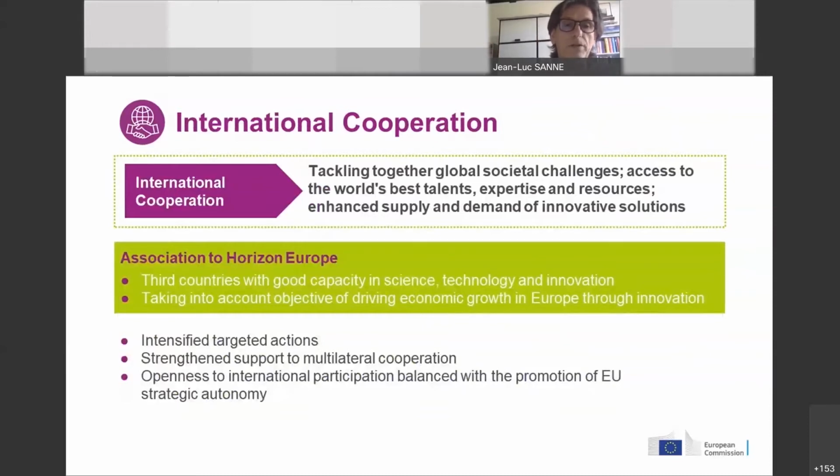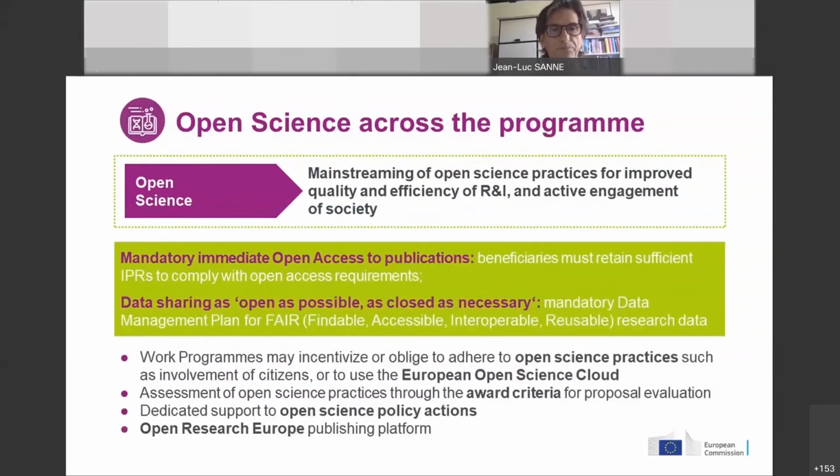International cooperation is reinforced. We try to increase association, but on the other hand, as you have understood, with COVID there is now a strong emphasis on sovereignty, on different aspects. So there has been an article added to the framework program, the 22.5, that created some delays in the adoption of the first work program.